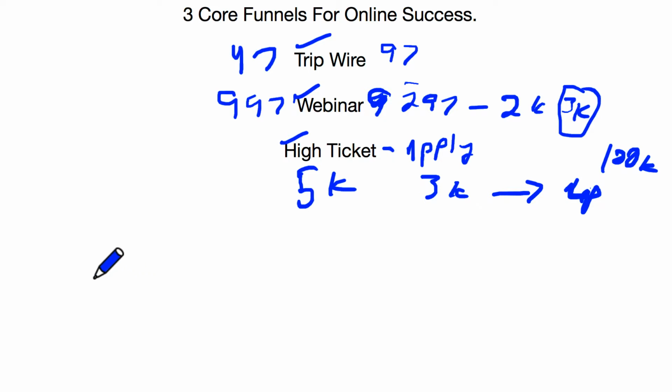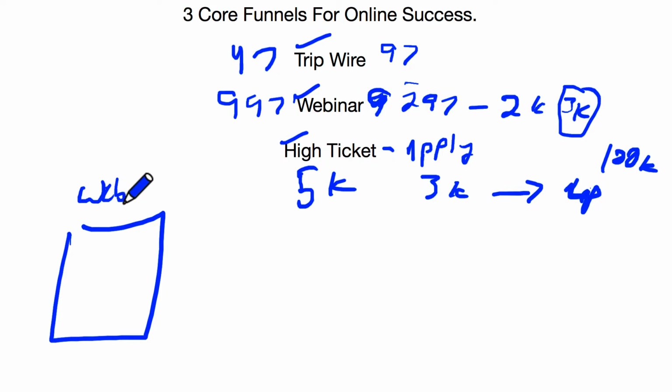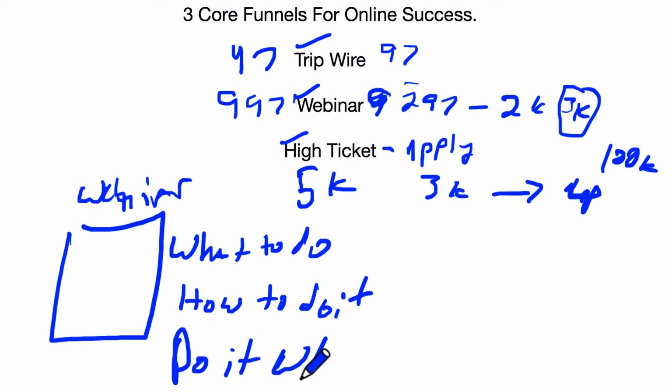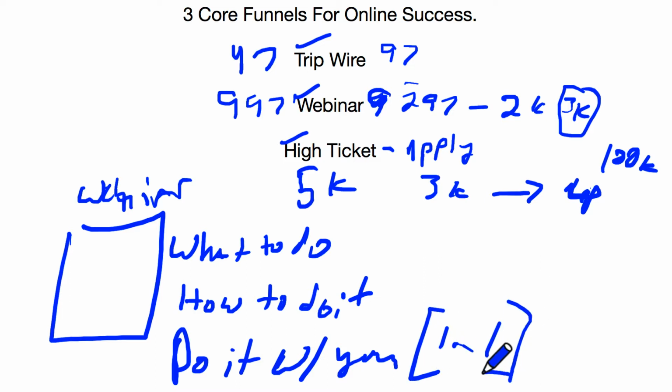So high ticket is something where you've taught something, and let's say this is the webinar that you've taught. And what the webinar really does is teaches what to do. Your product or the offer right here shows how to do it. And then high ticket, for example, consulting or stuff like that, it basically says do it with you. Okay, and this is where you get more of that one-on-one type coaching.